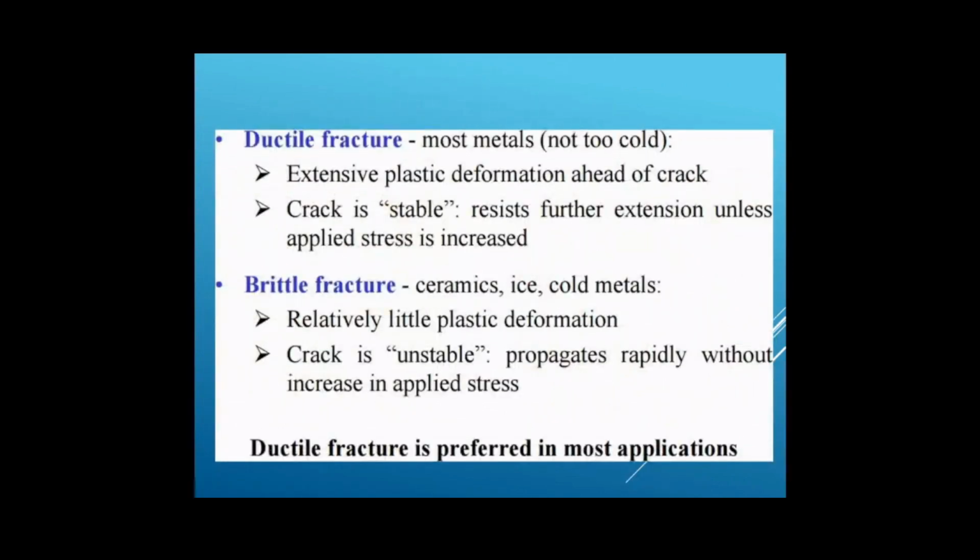So in case of ductile fracture, there is extensive plastic deformation ahead of the crack, but in brittle fracture, there is relatively little plastic deformation. And as I told, the crack is stable in case of ductile fracture, but in case of brittle fracture, the crack is unstable and it propagates rapidly without an increase in applied stress. But in case of ductile fracture, it resists further extension unless applied stress is increased.